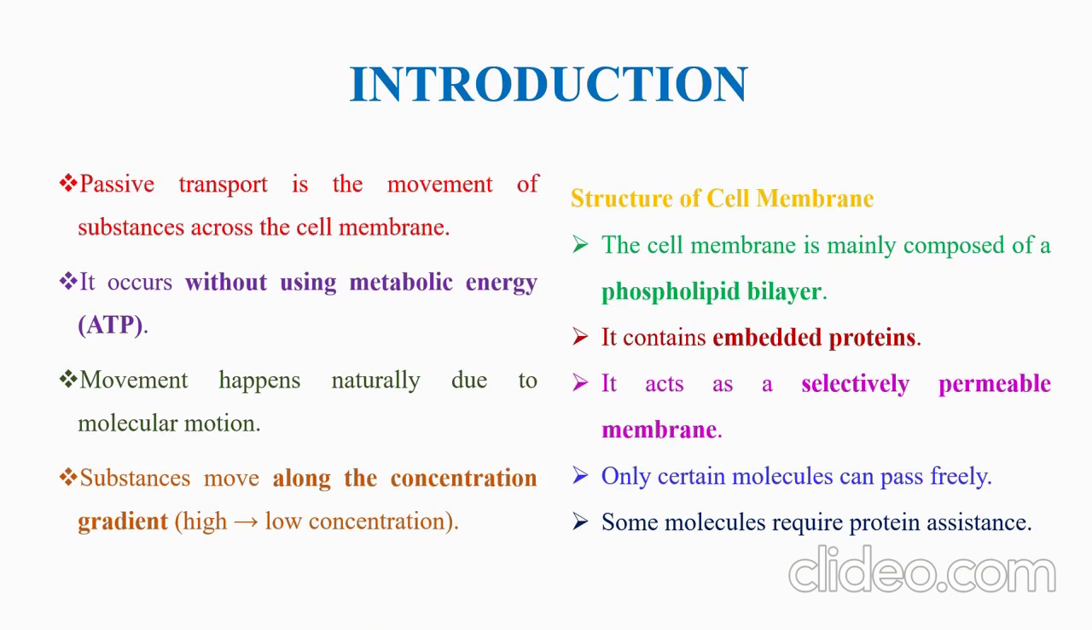Passive transport is a fundamental biological process by which substances move across the cell membrane without the expenditure of metabolic energy. The cell membrane, composed mainly of a phospholipid bilayer with embedded proteins, acts as a selectively permeable barrier that regulates the entry and exit of substances. Because the membrane is selectively permeable, only certain molecules can cross it freely while others require assistance.